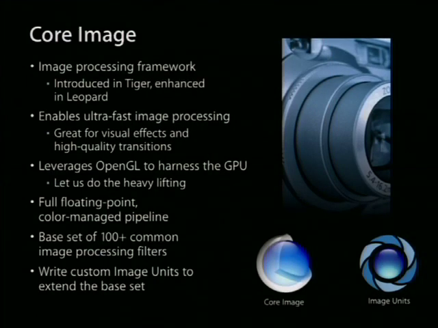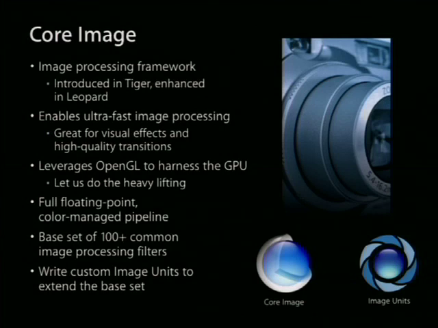So the basics of Core Image: this is an image processing framework that we first distributed in Tiger and have now updated in Leopard. The whole idea is to be able to do image processing very, very fast. It does this by leveraging the GPU that's shipped in all the machines that we support in Leopard. Under the hood, it's actually using OpenGL to load fragment programs that encapsulate the image filters and the image processing effects that we want to do.